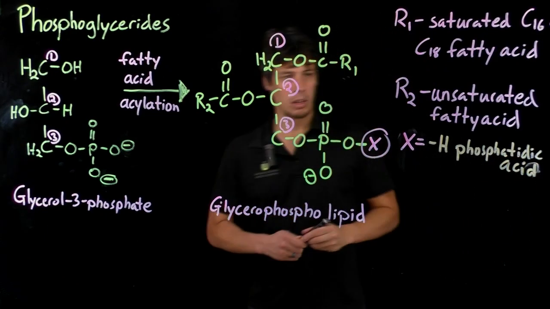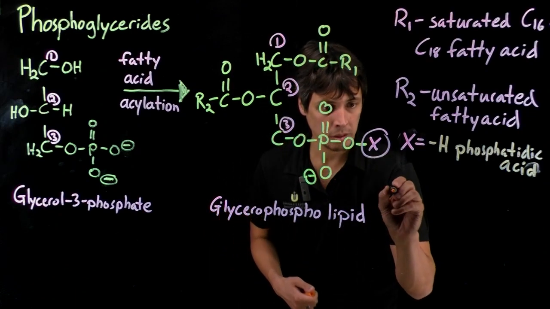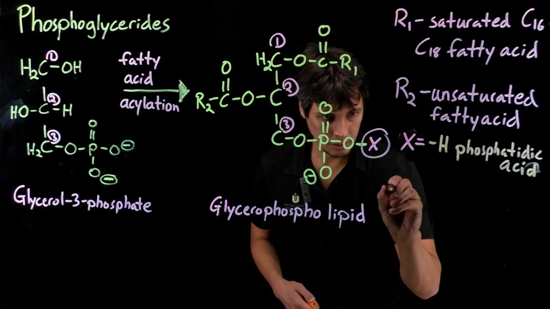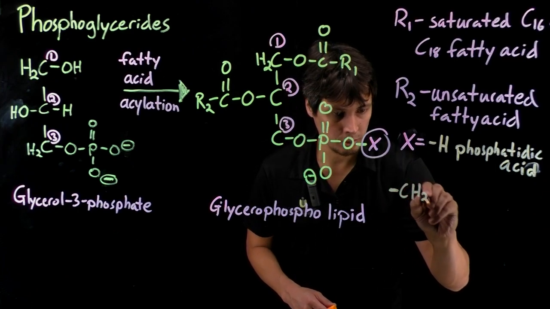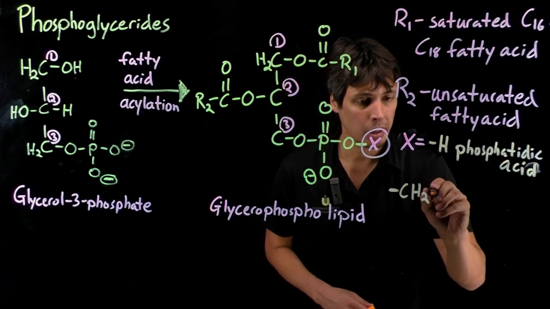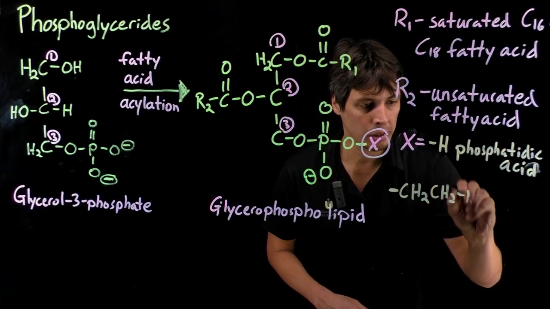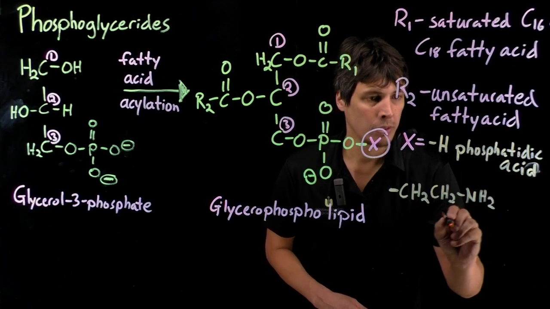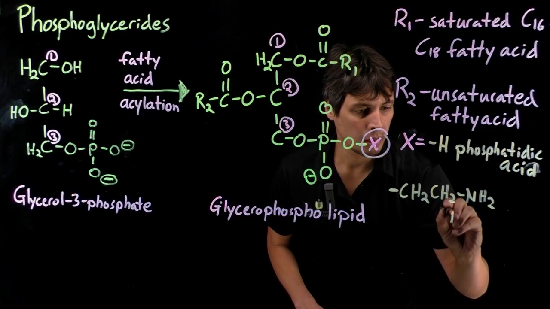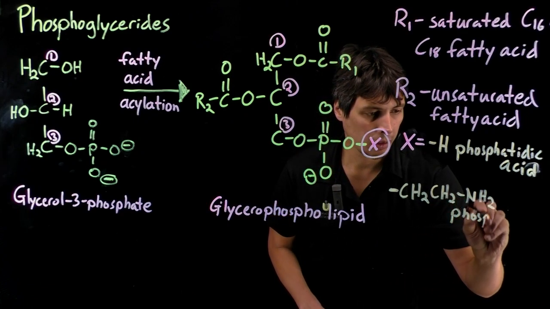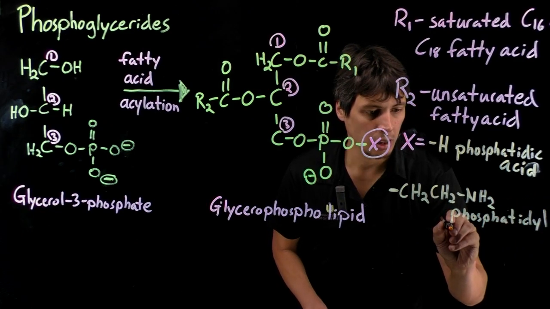Okay. If it equals something such as choline, which is CH2, or excuse me, let's start with ethanolamine. So CH2, CH2, NH2. So this is called ethanolamine. So this becomes a phosphatidylethanolamine.